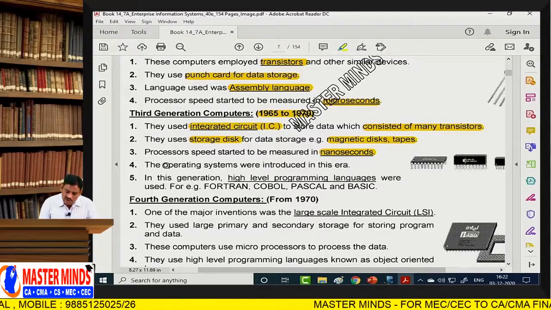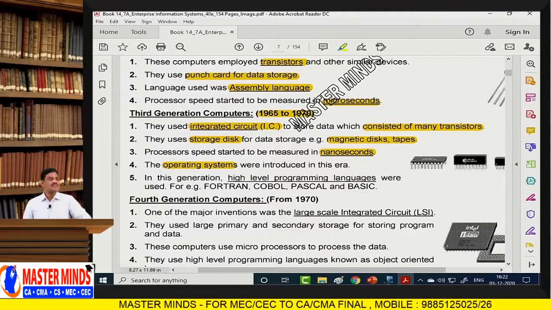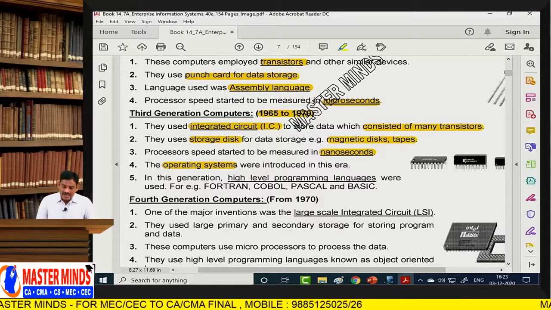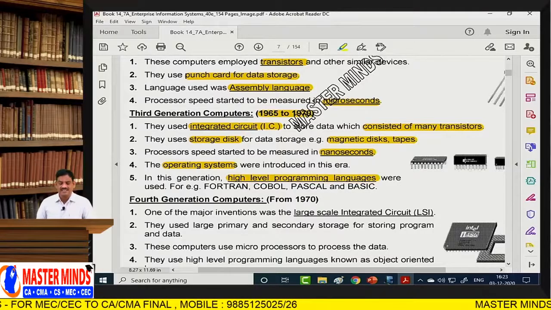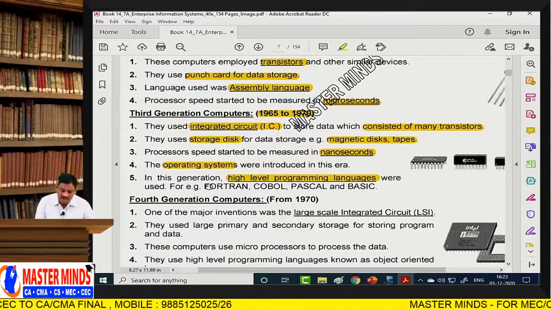The concept of the operating system was introduced in this generation. Up to now, there was no operating system. Everything was in the form of supervisory components. Everything may be connected in the form of mainframe terminals. The concept of operating systems was introduced in this era. In this generation, we used high-level programming languages. We have various categories of high-level programming languages.